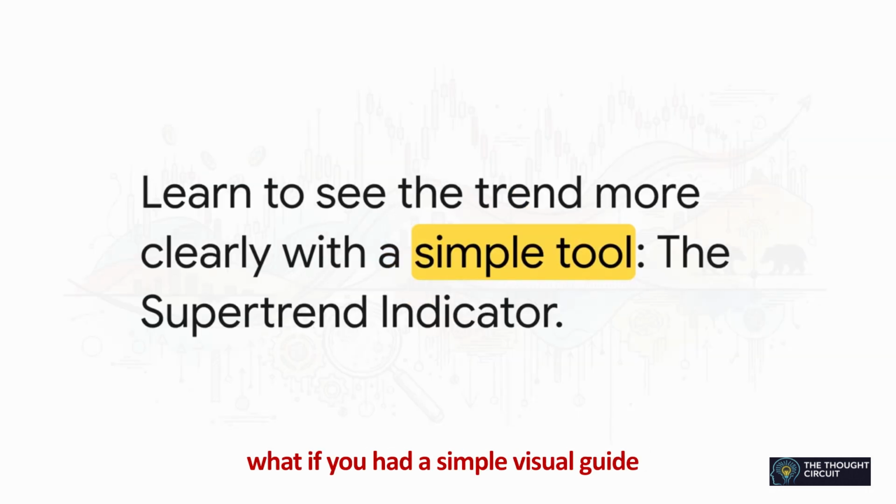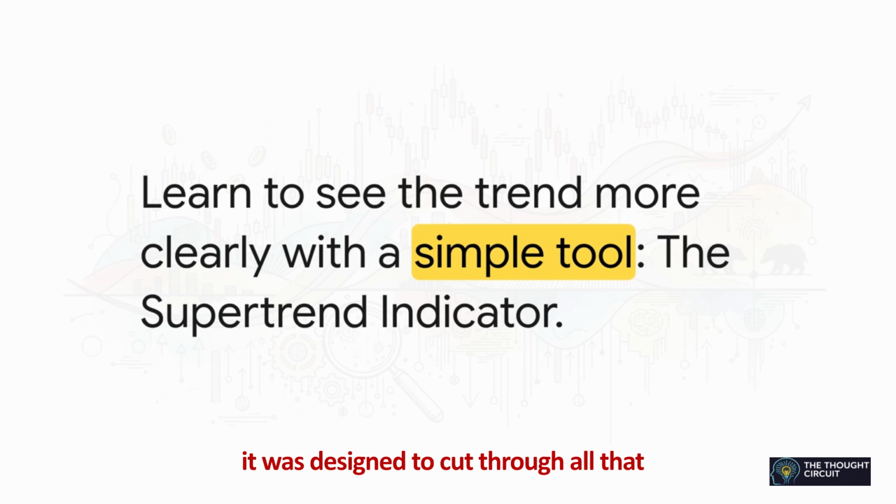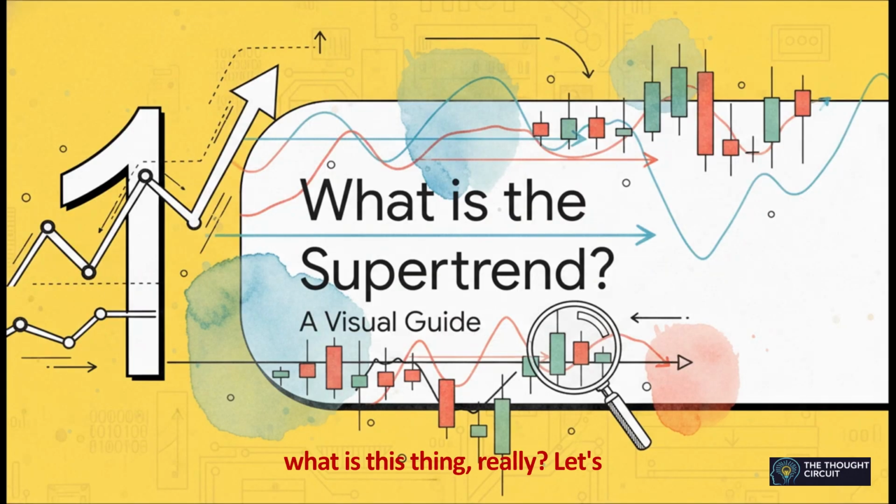But what if you had a simple visual guide right on your chart to help you stay on the right side of that trend? Well, that is exactly what we're going to explore today. It's called the Supertrend Indicator, created by Olivier Seban, and it was designed to cut through all that noise and solve this exact problem. So, what is this thing really? Let's break down what it is, and maybe more importantly, what it's trying to tell you when you see it on your screen.